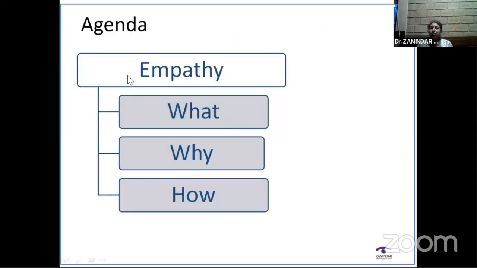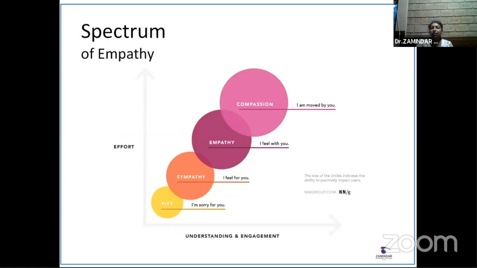The whole agenda of empathy, I would take you through what is empathy, why we should practice empathy, and how do we practice empathy. This is a spectrum of empathy which was adopted from NN Group, that is the Nielsen Norman Group, which is a computer consultancy firm from the United States.